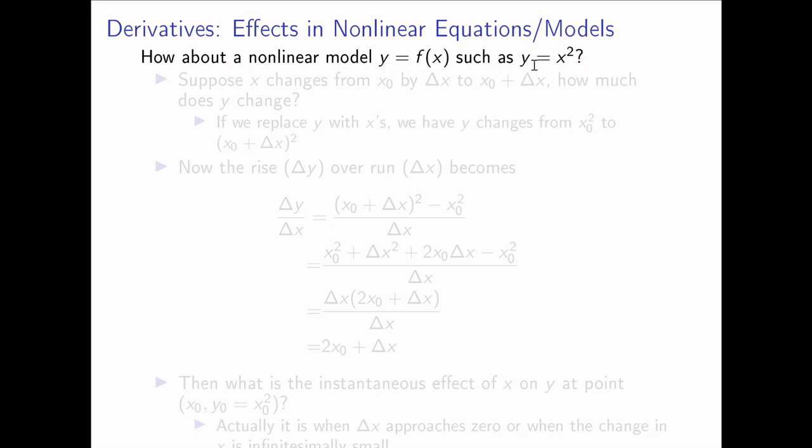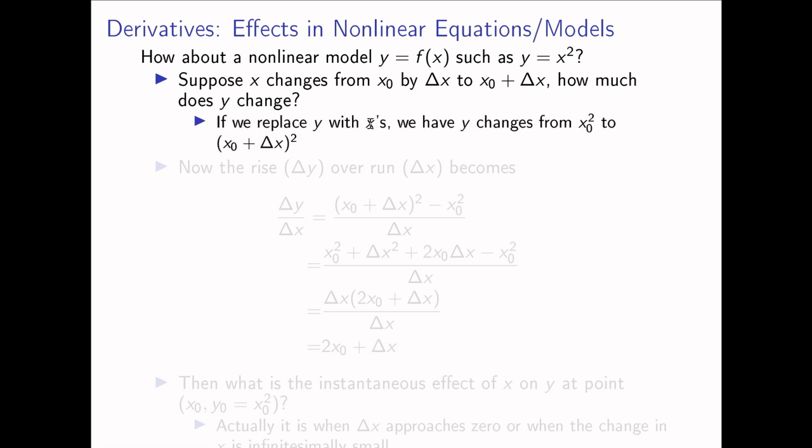So here we have a function y equal to x squared, right? Suppose x changes from x0 by delta x amount, so x changed from x0 to x0 plus delta x. How much does y change? Because here we want to figure out delta y over delta x, because that captures the association between x and y. So if we replace y with x's, y changes from x0 squared to (x0 plus delta x) squared.